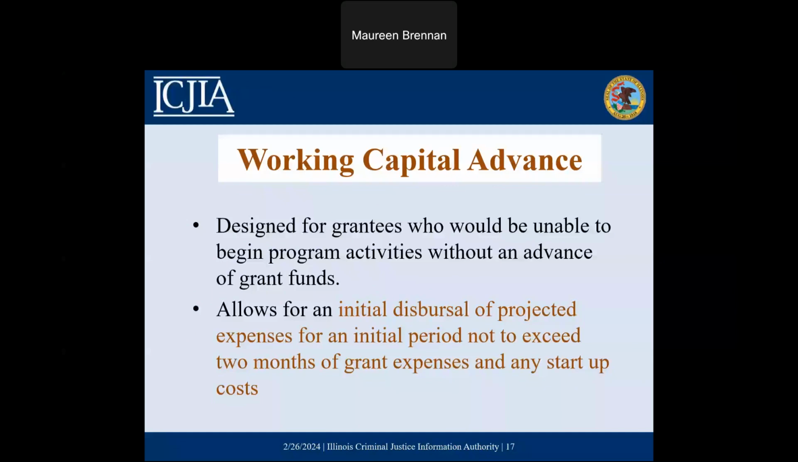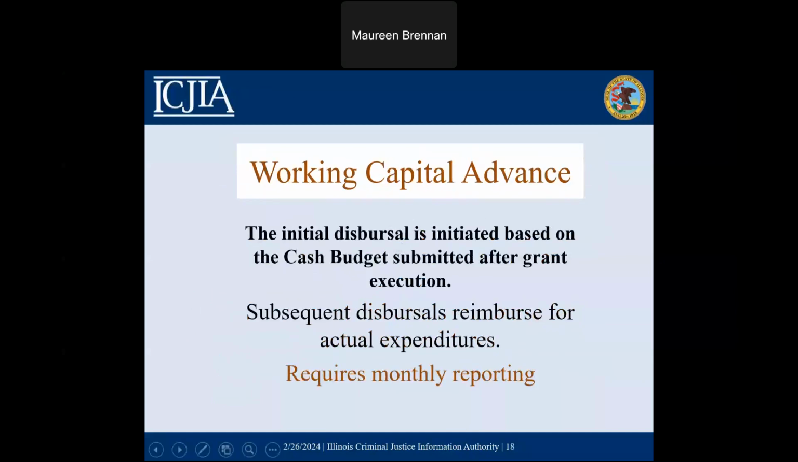So again, that initial dispersal is based on what you reflect in your cash budget, that projection of your expenses across the full period of performance. So we're going to give you this initial 2-month, your startup costs plus 2 months' worth of operating expenses, which is based on your cash budget. And then subsequent dispersals will reimburse you for your actual expenses. It does require monthly reporting so that we can always keep the balance that you have on hand at just 2 months' worth of operating expenses for the next 2 months.